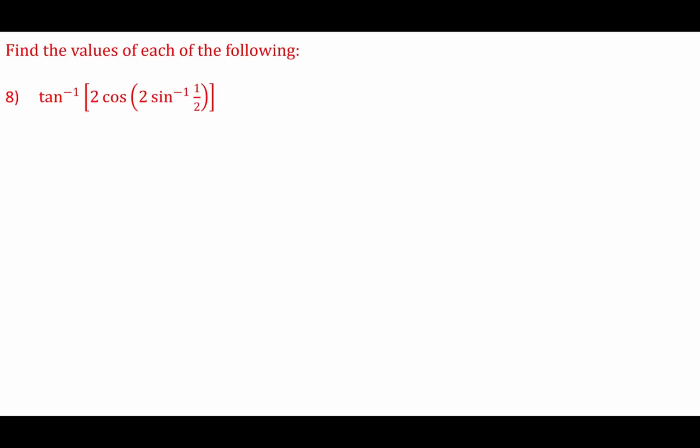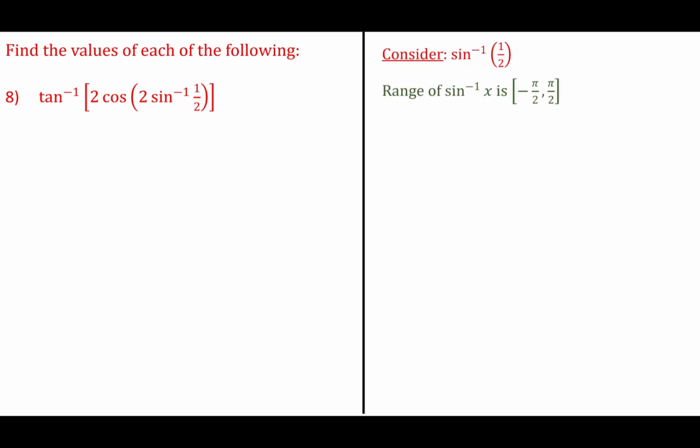Question 8. Find the values of each of the following. In this question, tan inverse of 2 cos of 2 sin inverse 1 over 2. First, I consider this part, sin inverse half. What is the value of this one? I will plug it in and then solve the remaining part. So consider sin inverse half. And we know the range of sin inverse x is negative pi by 2 to pi by 2. Let x be equal to sin inverse half.